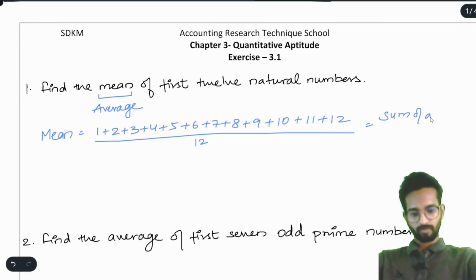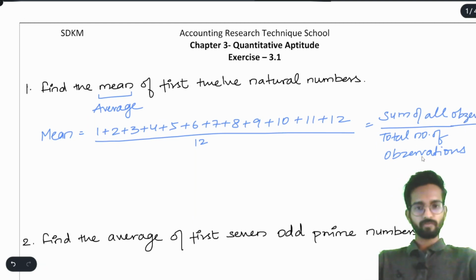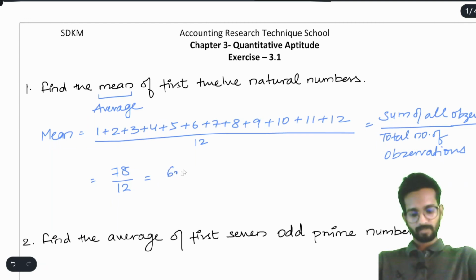Sum of all divided by total number of observations. Sum of all the observations divided by total number of observations. Sum will be this divided by 12. I can say sum is equal to 78 by 12, which is nothing but 6.5. This is our mean of first 12 natural numbers.